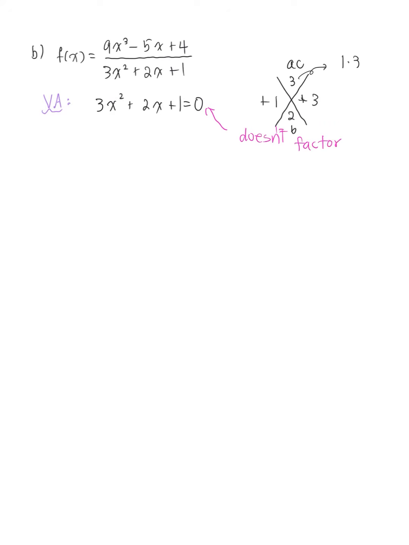And if it doesn't, remember what we need to do? Quadratic formula. Okay, so let's do it. So we got x equals, let me just write down the formula again. Negative b plus or minus the square root of b squared minus 4ac, and then whole thing divided by 2a. All right, now let's plug and chug.